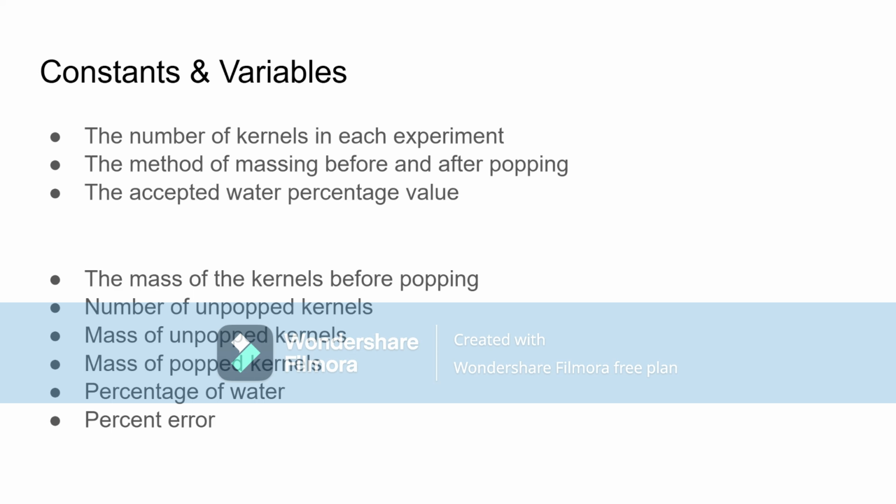The variables are the mass of the kernels before popping, because every kernel is going to be different. The number of unpopped kernels was also a variable, because in all the experiments the number was different. The mass of the unpopped kernels and the mass of the popped kernels were both variables. The percentage of water and percent errors were also variables.